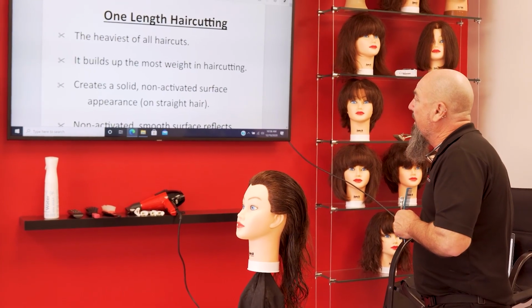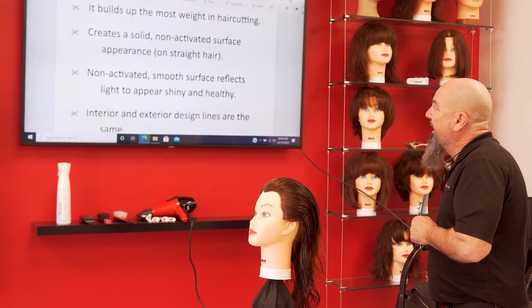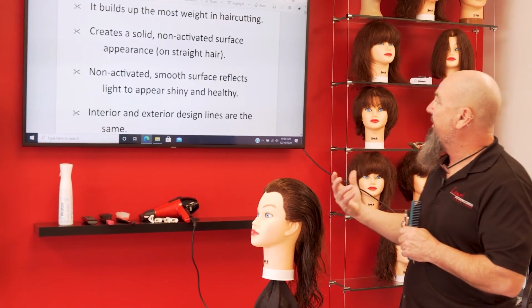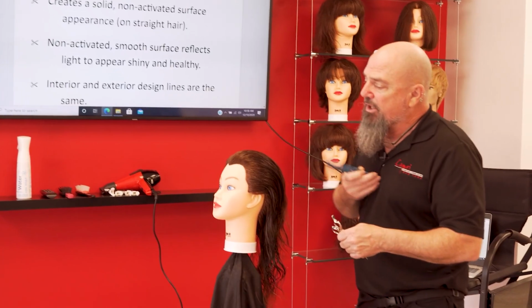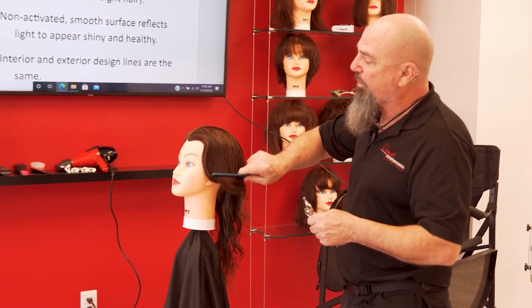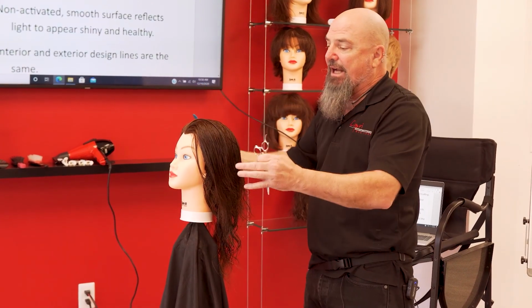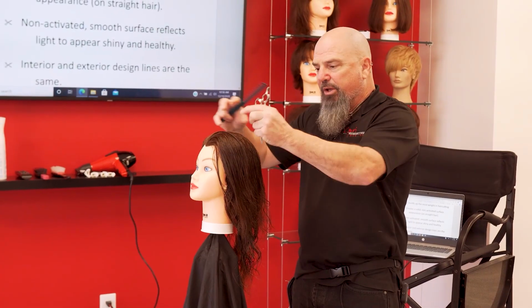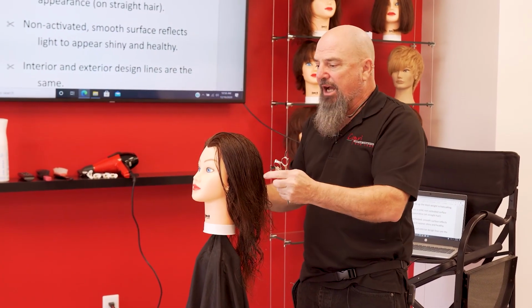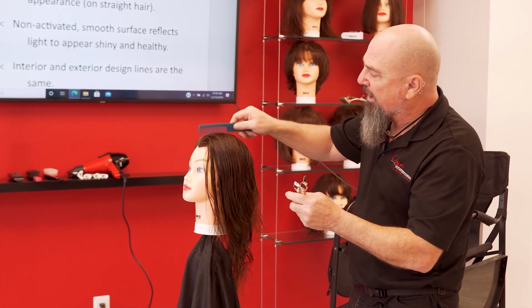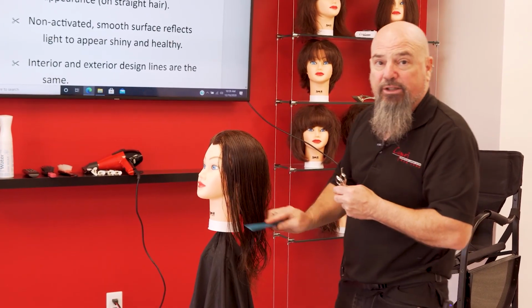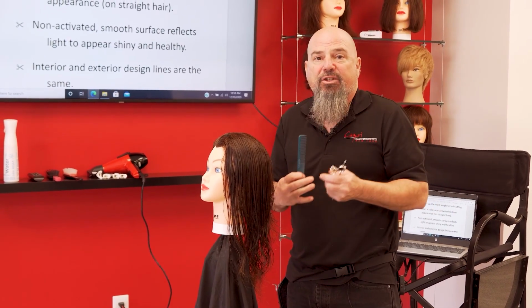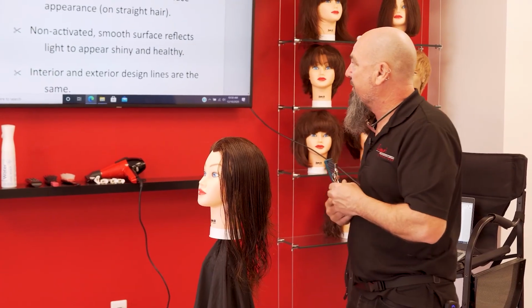The next thing you want to make sure you understand is that it creates a solid non-activated surface appearance on straight hair. And the reason why we say straight hair is because if this hair was curly, it would already be activated. And when we say activated, we mean textured or not smooth and shiny. But on straight hair, one-length haircuts, all of the hair comes down to the one length and it creates a shiny, smooth surface.